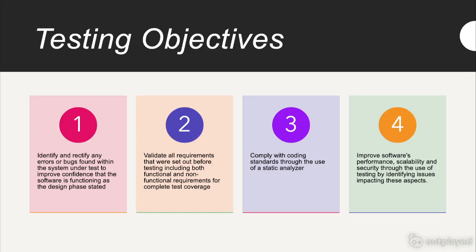So there were 4 key testing objectives for this test phase. These are: 1. Identify and rectify any errors or bugs found within the system under test to improve confidence that the software is functioning as the design phase stated. 2. Validate all requirements that were set out before testing, including both functional and non-functional requirements, for complete test coverage. 3. Comply with coding standards through the use of a static analyzer. And lastly, 4. Improve the software's performance, scalability and security through the use of testing these aspects and improving them.